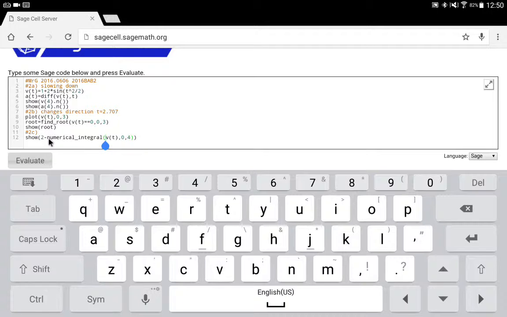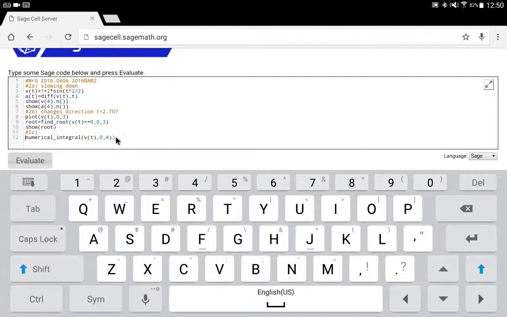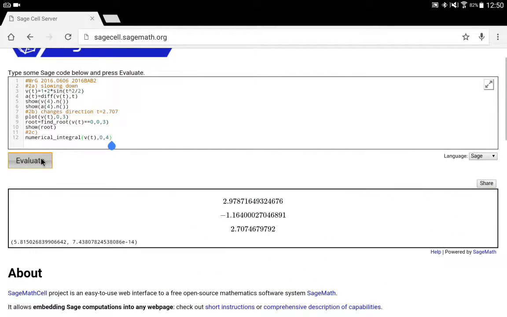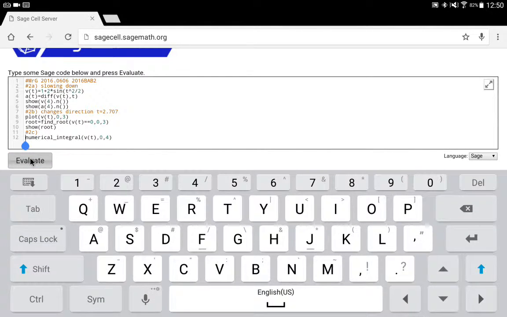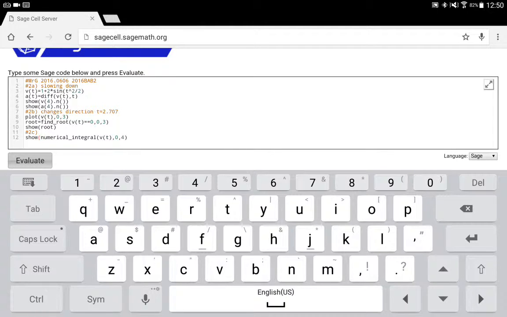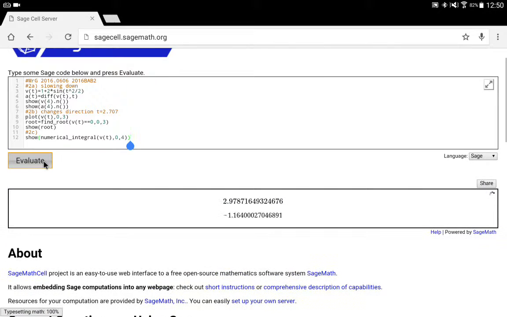Alright, let's simplify this a little bit. Let's get rid of the show and the 2 and everything, and just get the numerical integral part working. All right, try that. There it is. So why doesn't the show work? Oh, I know. Show. If you show that, look what you get.